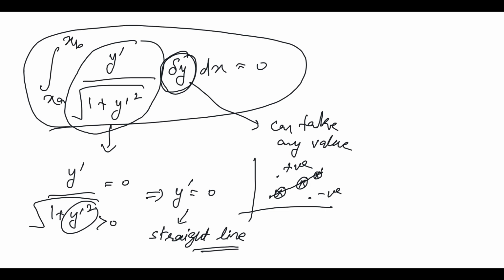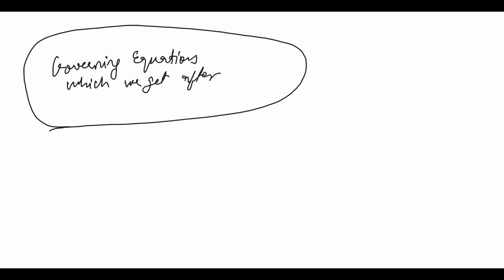Isn't this a powerful technique? Right? So using this technique, we can find the solution to any problem. Calculus of variations is a very powerful technique. So as long as you give me a functional, I will take the first variation of that functional, I will set that to 0, and I'll find the governing equation. Correct? The governing equations which we get after we set the first variation to be 0 are known as the Euler-Lagrange equations.